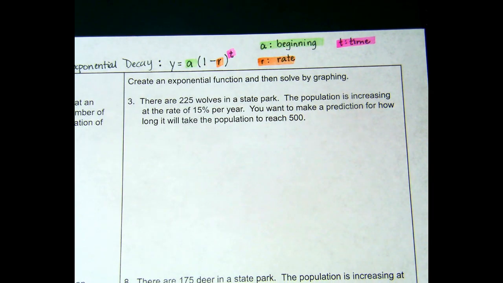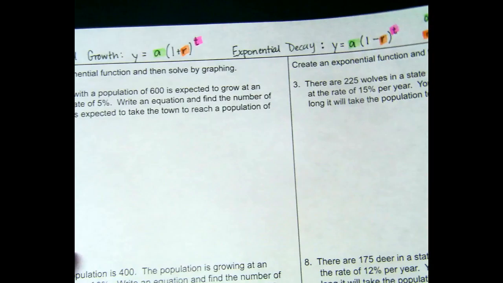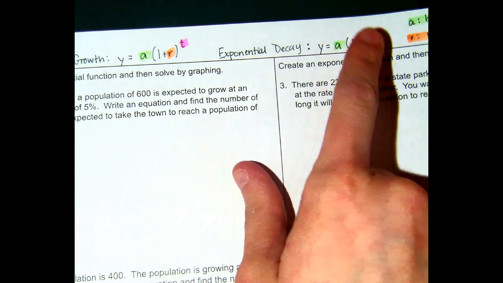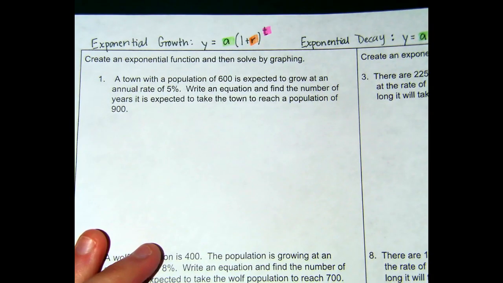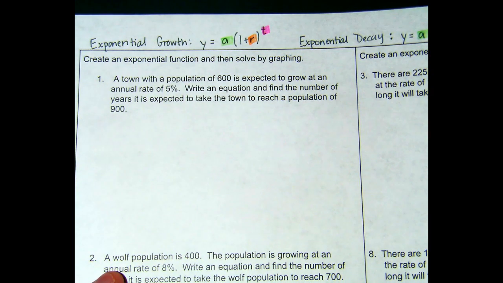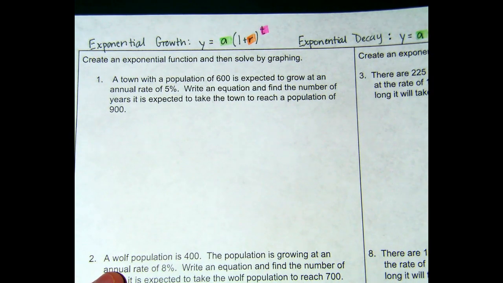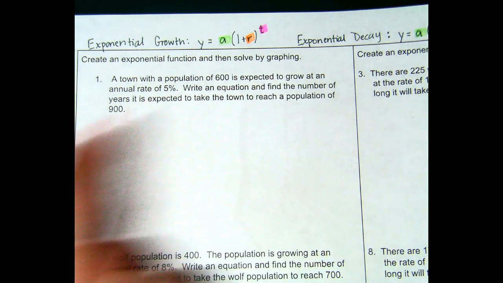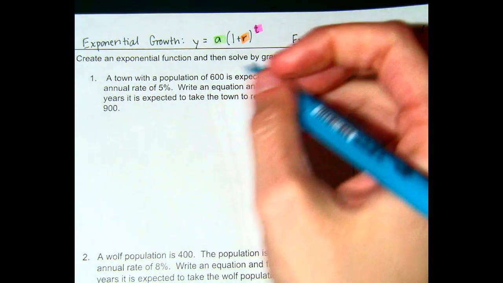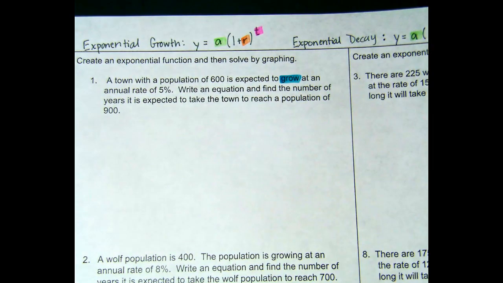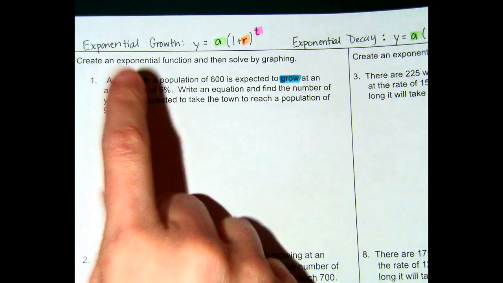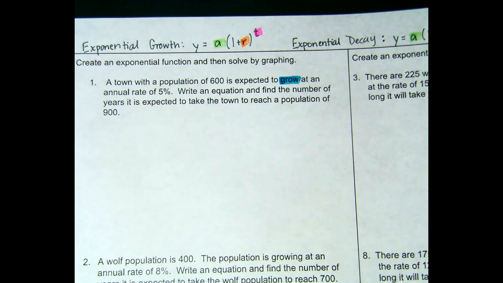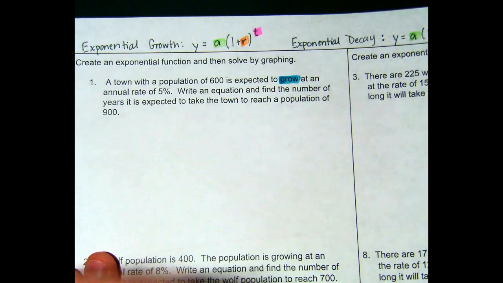Okay? So let's look at number 1. We're going to talk about how we can find whether it's first exponential growth or decay, and then how to create one of these equations. So number 1 says create an exponential function and then solve by graphing. So we're going to do both. Number 1, a town with a population is expected to grow. Key word there, I'm going to highlight that in blue. It's going to grow at an annual rate of 5%, annual meaning year. Write an equation and find the number of years it is expected to take the town to reach a population of 900. So first of all, a town has a population of 600.